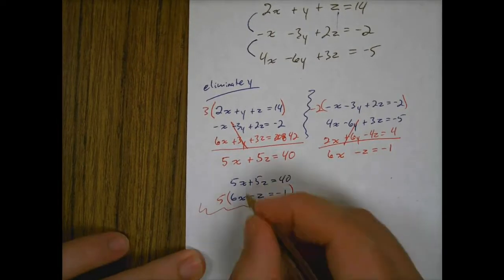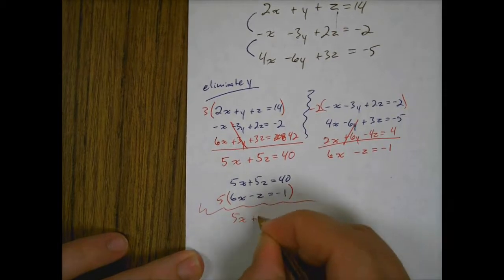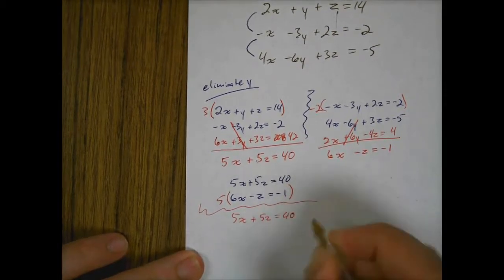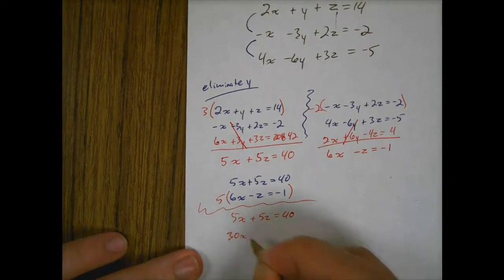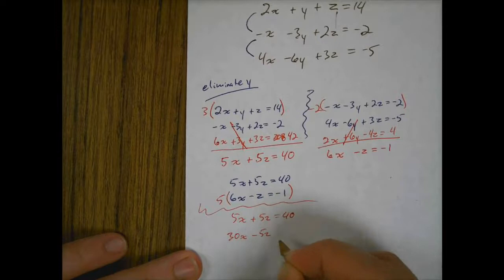So in doing that, that would turn into, create a divider thing, 5x plus 5z still equals 40. I'm not changing that one. That's just copying the top one down. And then we have 30x minus 5z equals negative 5.